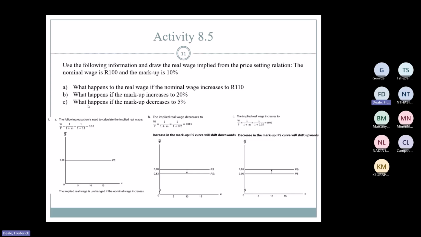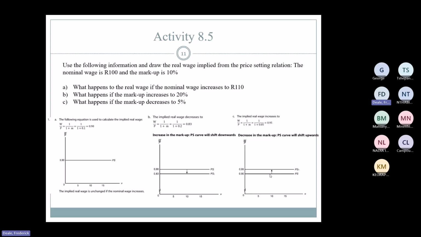And in the last one, if the markup decreases to 5% versus the original 10%, we can again calculate the real wage. We get to 0.95. And again, try to calculate these on your calculators. If you get different answers, just remember the brackets on the 1 plus m maybe. That should get you through it. If you still struggle, you can always ask us to help you on the discussion forums. But yeah, that gets to 0.95.